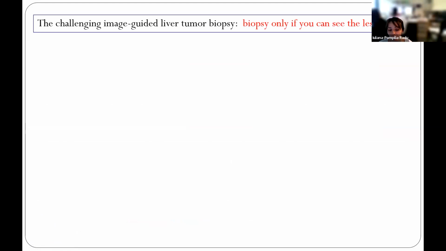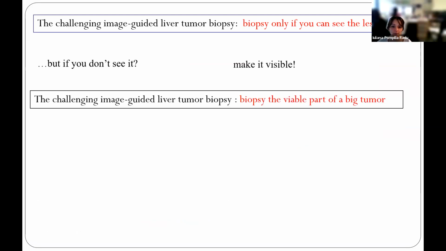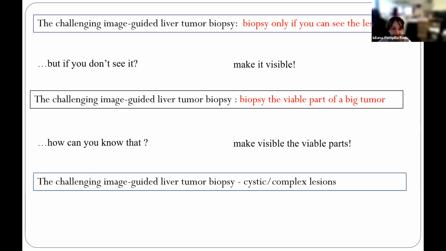So, everyone who is performing biopsy knows that during the biopsy we have some challenging situations. What should we do if we don't see the lesion? And the recommendation is biopsy only if you can see the lesion. And what to do? Make it visible. But we have a big tumor. How can we know where are the viable parts of the tumor, where it's not necrotic? Make it visible, the viable parts.